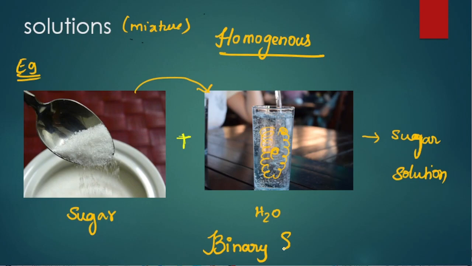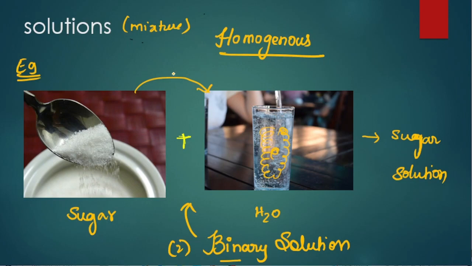What do you mean by binary solution? This is an example of a binary solution. Binary means two. That means one solute mixed with one solvent to give the solution is called a binary solution. Only two components are present in the solution. The complete lesson is going to deal with binary solutions only. We are not going to see any other type of solution, right?